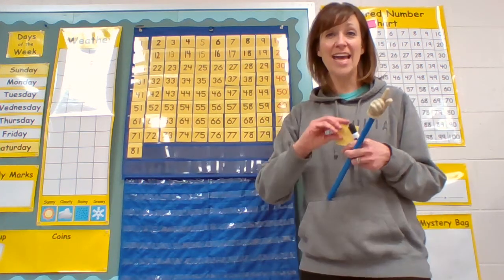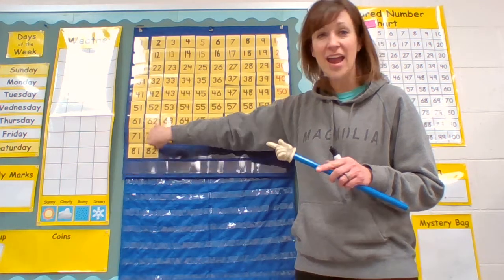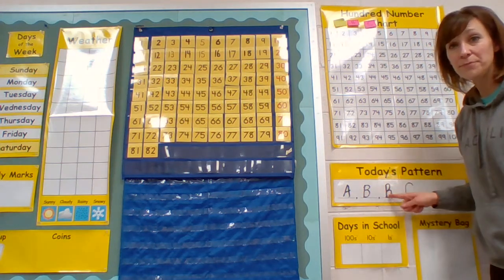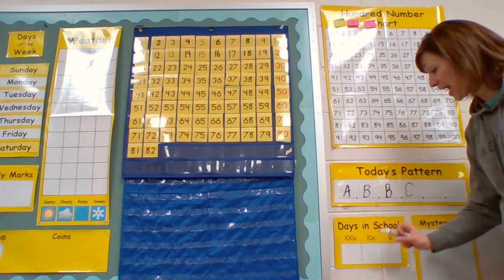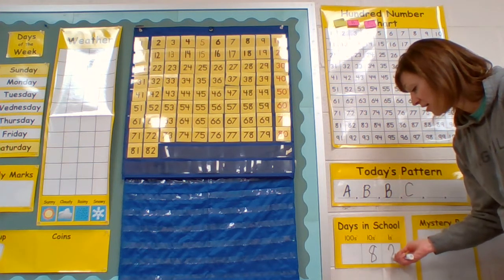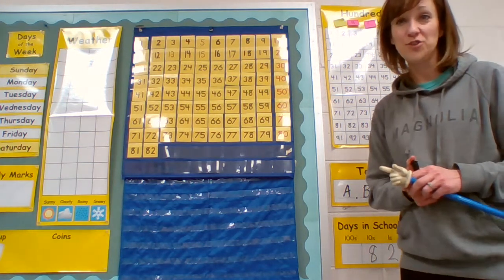82. 8 and a 2 says 82. All right, let's put that in there. And if we look over here, our pattern is A, B, B, C from when we did calendar a minute ago. And we can put 82 on our graph here to show we have been in school for 82 days.